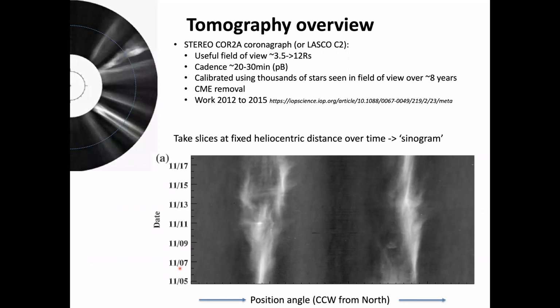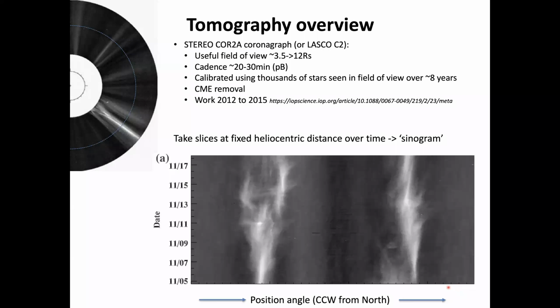So we've got time along the y-axis and the position angle measured from north along the x-axis. And we see a distribution here where we see the high density streamers, the bright streamers at equatorial regions in this case, and the darker coronal holes over the polar regions.